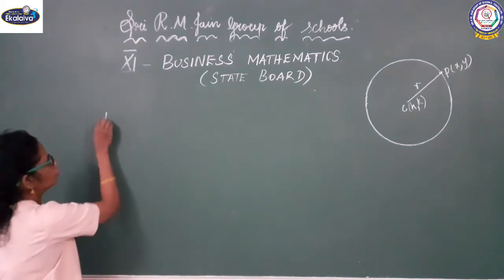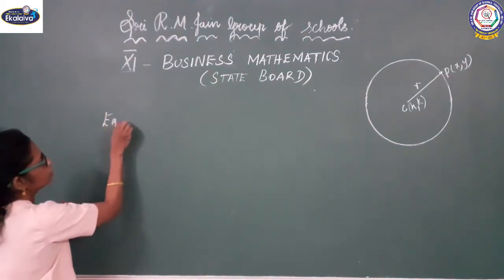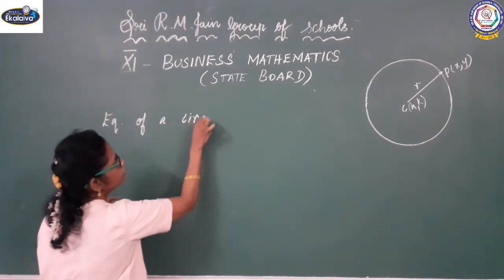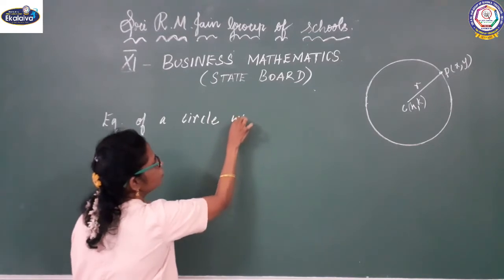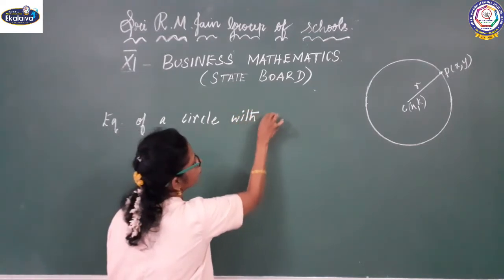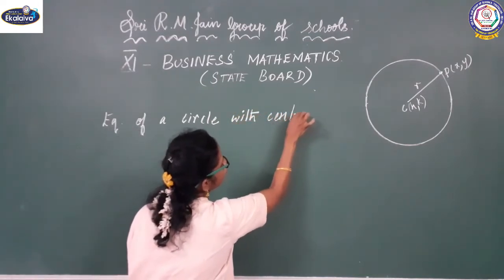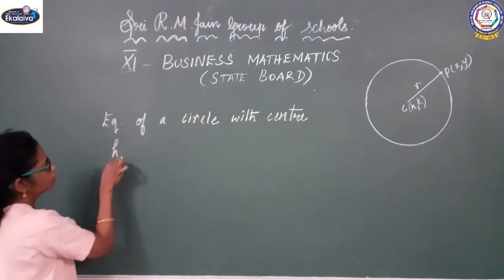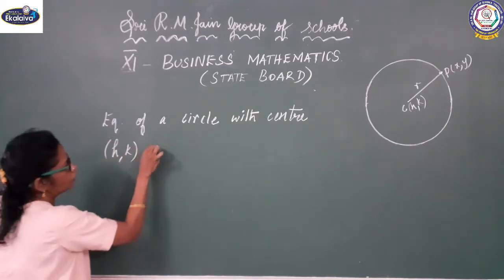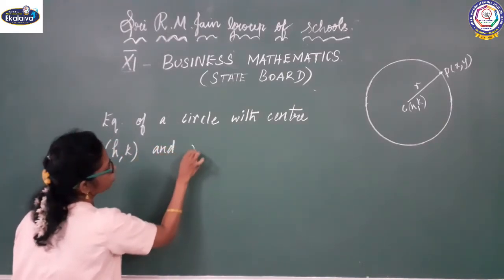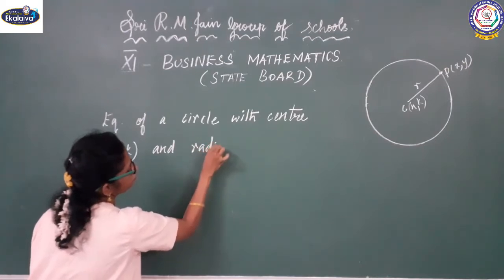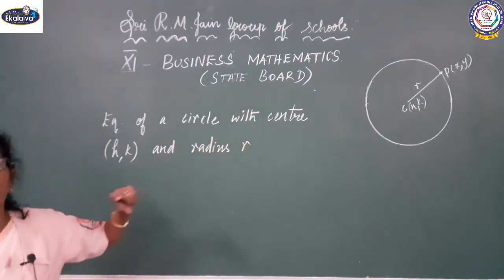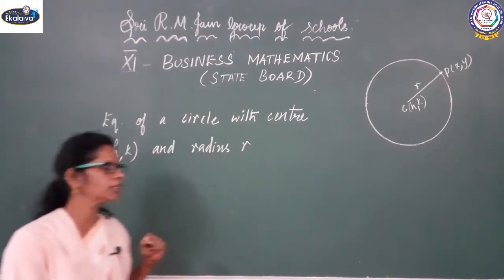Here, the equation of a circle with center, what I said, h comma k, and radius R. Okay, the distance between two points, you know the formula, what is it?